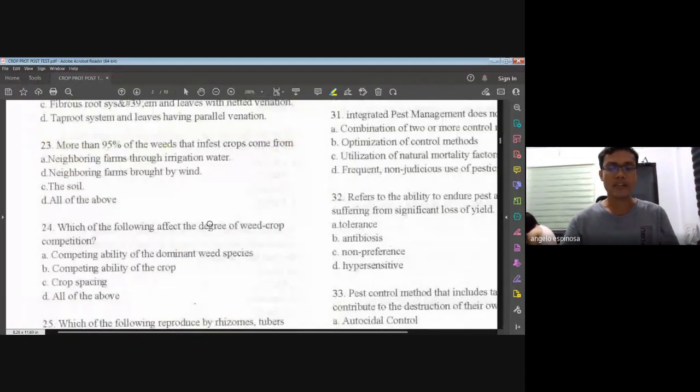Okay, and then we have number 23, more than 95% of the weeds that infest crops come from, the correct answer is letter C, the soil. Okay, the correct answer is the soil. 90%, no, of the weeds that infest crops ay galing sa soil. Kasi dyan naman sila talaga nangunguna or nagde-develop. Dyan sila din nade-discover.